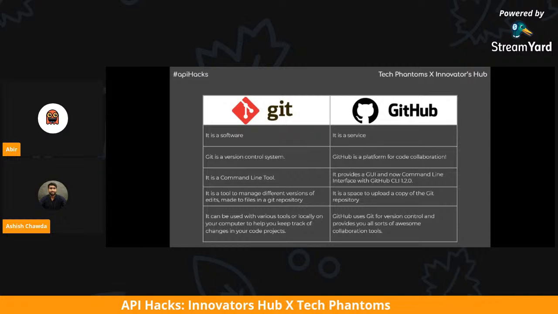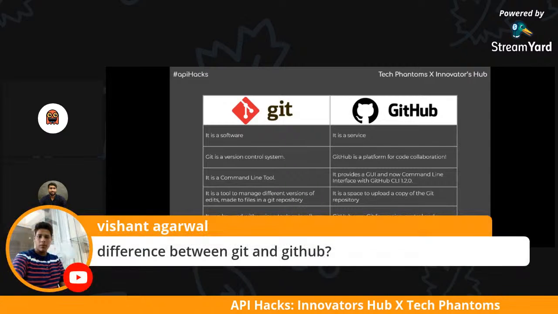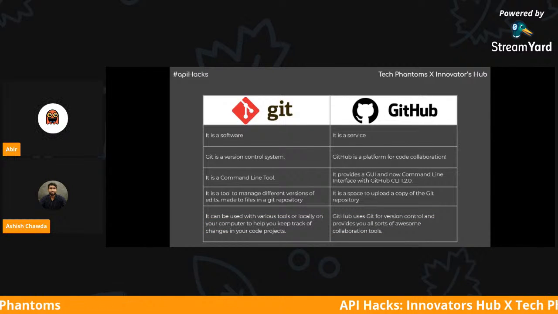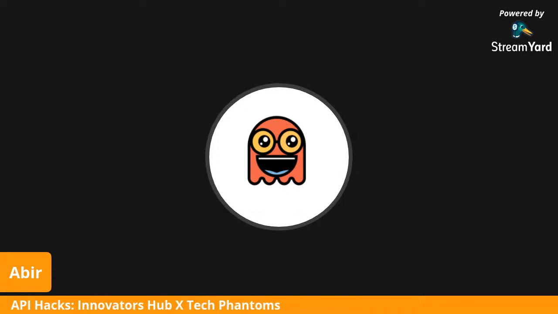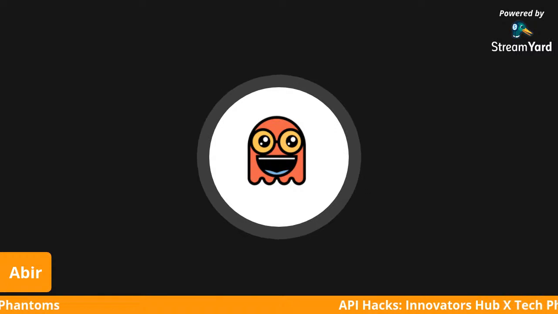Okay, Ashish, are you there? Ashish. So, guys, here is the difference between Git and GitHub. No voice. Am I audible, guys? Okay, don't worry, guys. I think there's some technical glitch at Ashish's side.